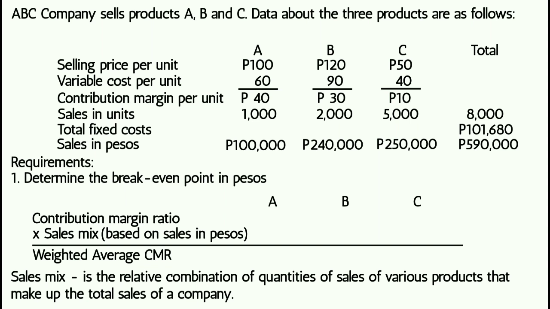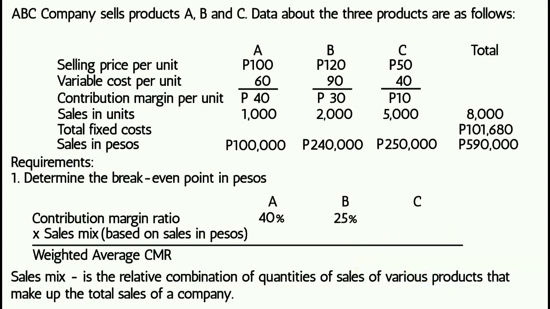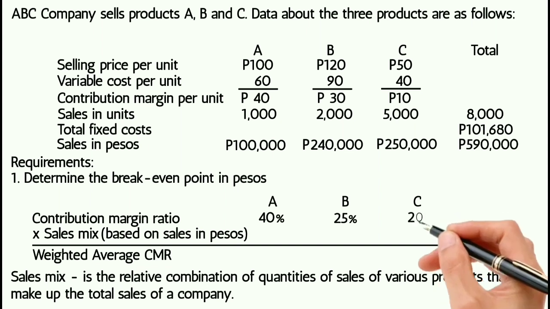So for product A, ang contribution margin per unit ay 40 pesos. Ang selling price per unit ay 100 pesos. 40 pesos divided by 100 pesos, that is equal to 40%. Sa product B naman, ang contribution margin per unit ay 30 pesos. Ang selling price per unit ay 120 pesos. 30 pesos divided by 120 pesos, that is equal to 25%. Sa product C naman, ang contribution margin per unit ay 10 pesos. At ang selling price per unit ay 50 pesos. 10 pesos divided by 50 pesos, that is equal to 20%.